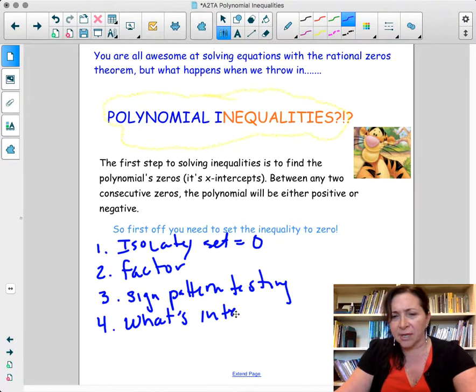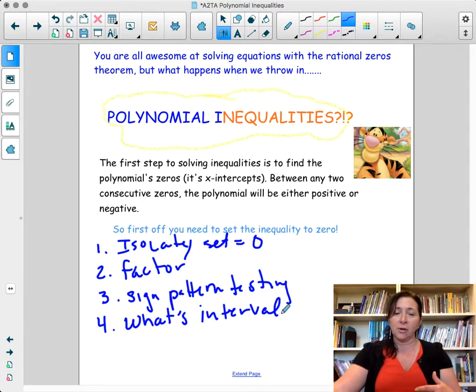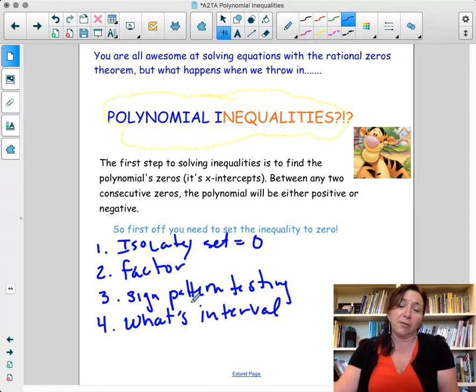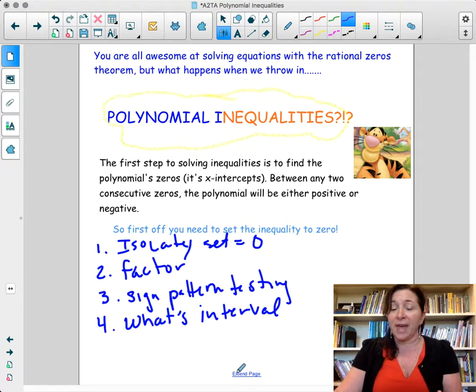Because that's actually the big question of the day, what's the interval? That's what I want to know. I don't want a picture of the graph. I mean, although that's going to help me to solve it, I actually want to know what's the interval that makes the equation true.